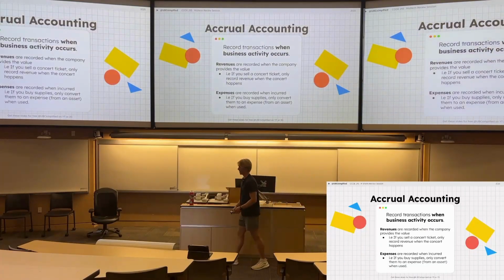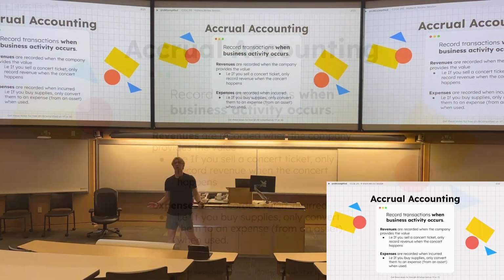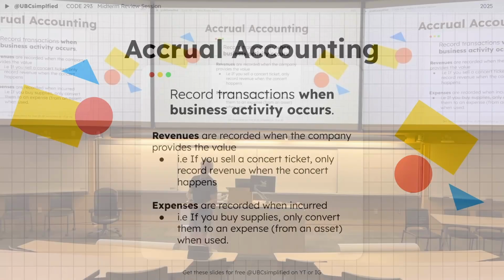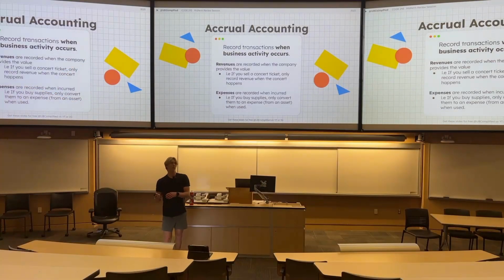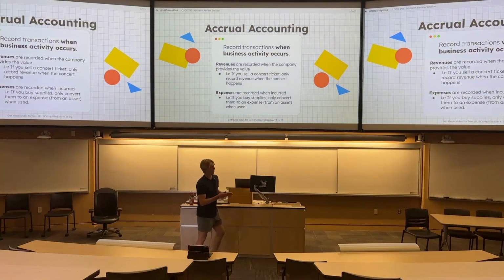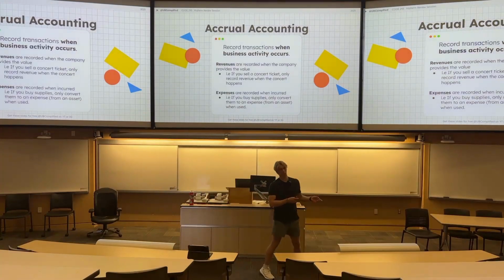And another big topic is this thing called accrual accounting. It sounds really complex, but essentially all it means is that you're recording transactions when the business activity happens. So if I were to chop down a tree, I'm not recording this business activity before I chop down the tree, when the tree is growing. I'm only recording it when I'm chopping it down. And this is true for both revenue and expenses.